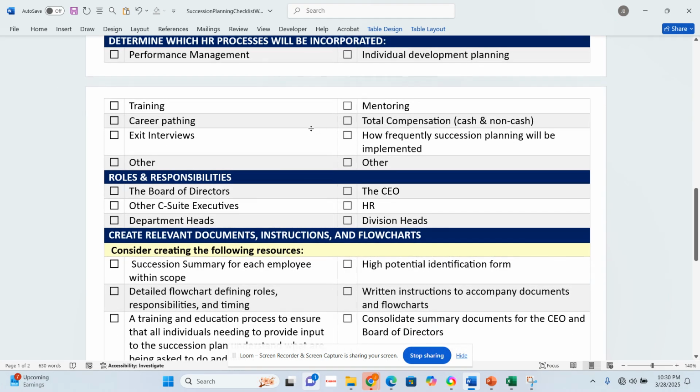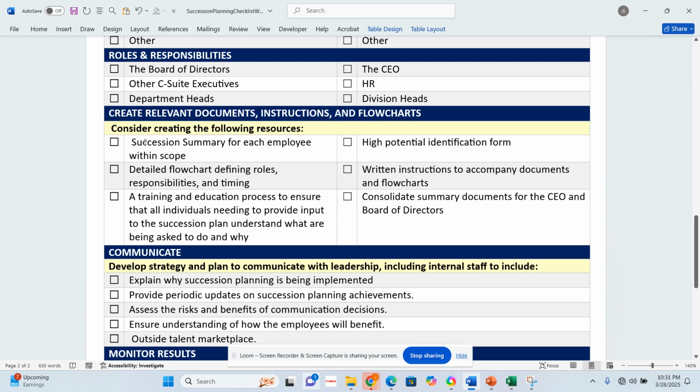And what are the roles and responsibilities? Who is going to lead the team? Who's going to lead the succession team? Is it going to be HR? Are the department heads going to be playing a role within it? You're also going to go ahead and start thinking about creating relevant documents, instructions, and flowcharts. And you can find some of these items within my Etsy store. But go ahead and start thinking about it.